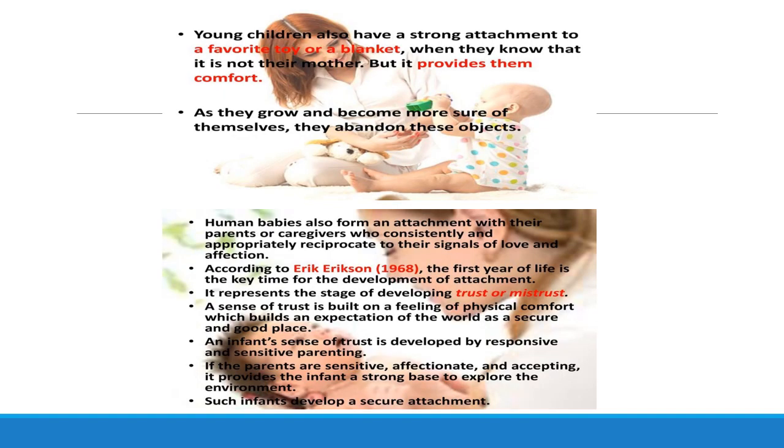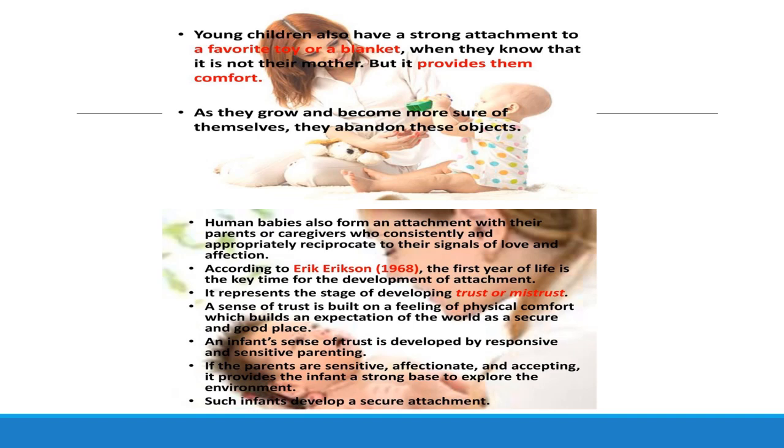So, young children also have a strong attachment to a favorite toy or a blanket when they know that it is not their mother, but it provides them comfort. And as they grow and become more sure of themselves, they abandon these objects. Yes or no? So human babies also form an attachment with their parents or caregivers who consistently and appropriately reciprocate to their signals of love and affection.